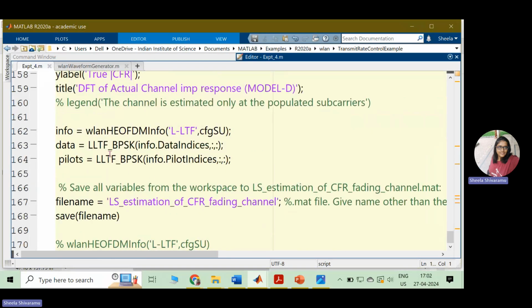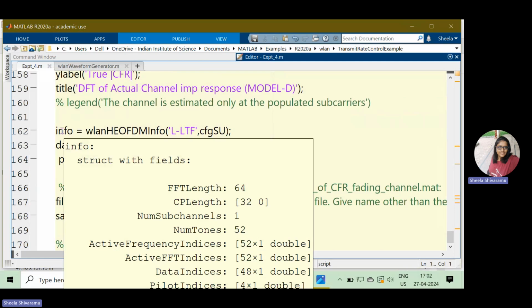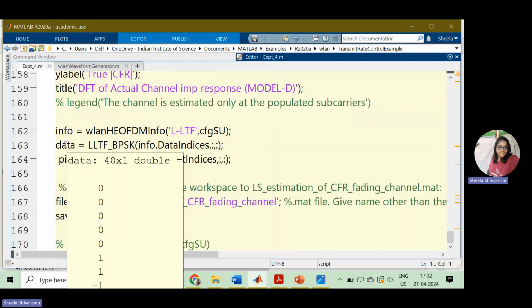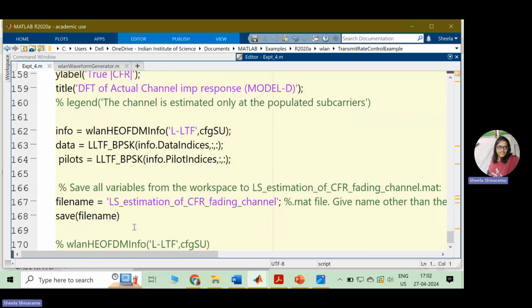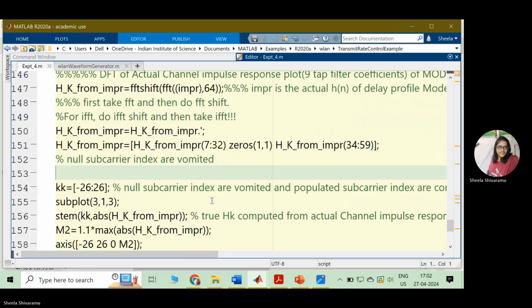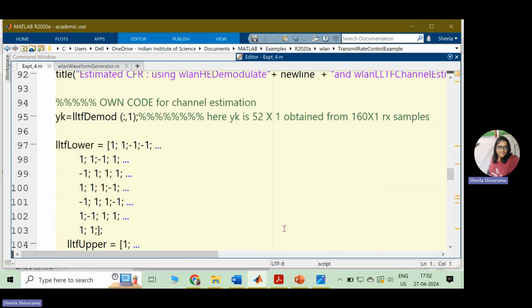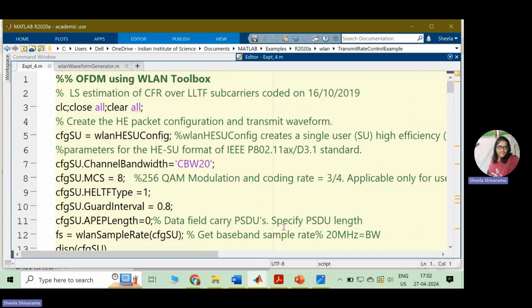And I think here, I have already told what the data points are, what the values are, and what the values are at the pilot subcarriers. So finally, I'm saving the code so that I can use it anytime. I'm saving it as a dot mat file so that I can use it later. So this is the code.